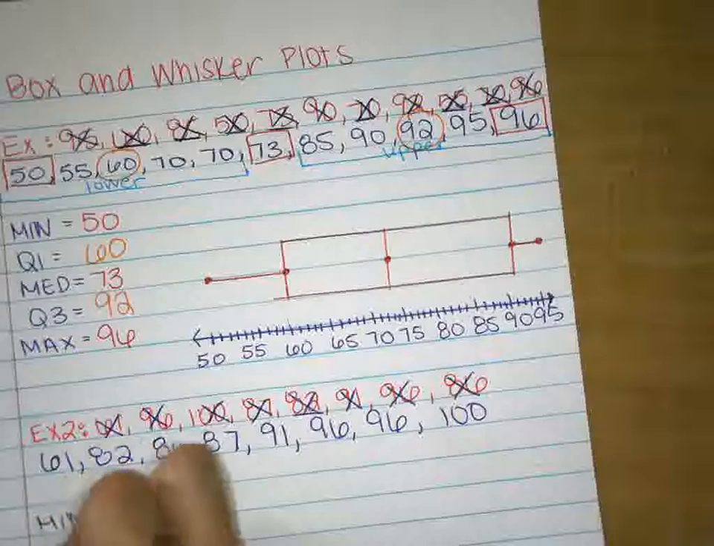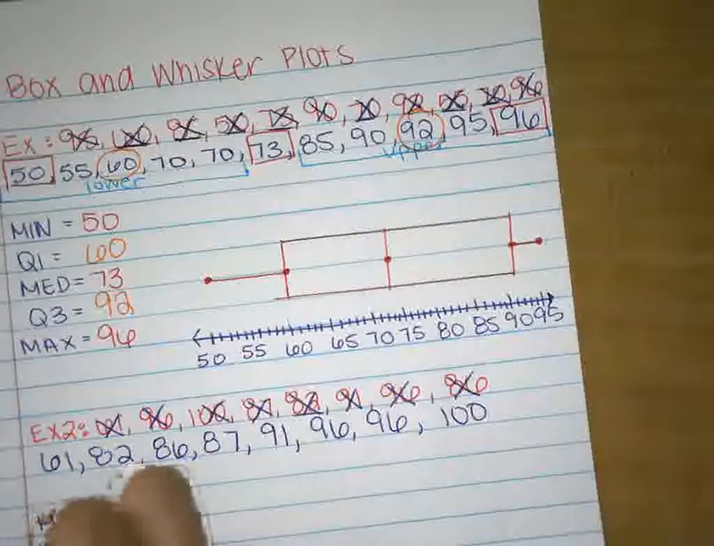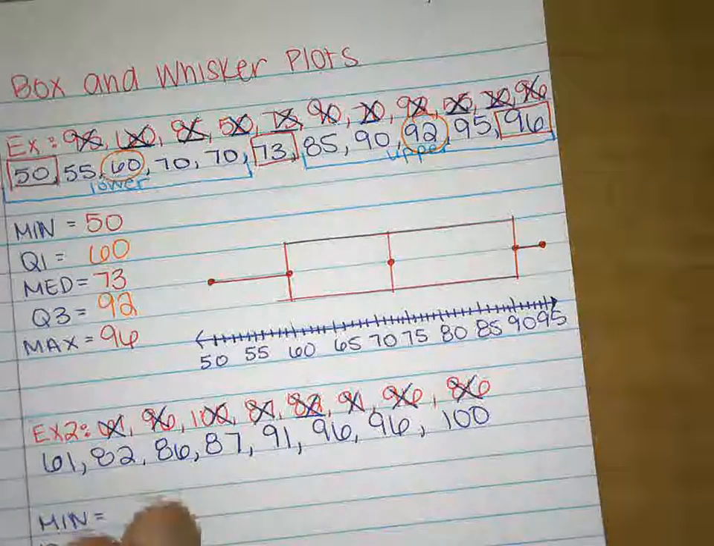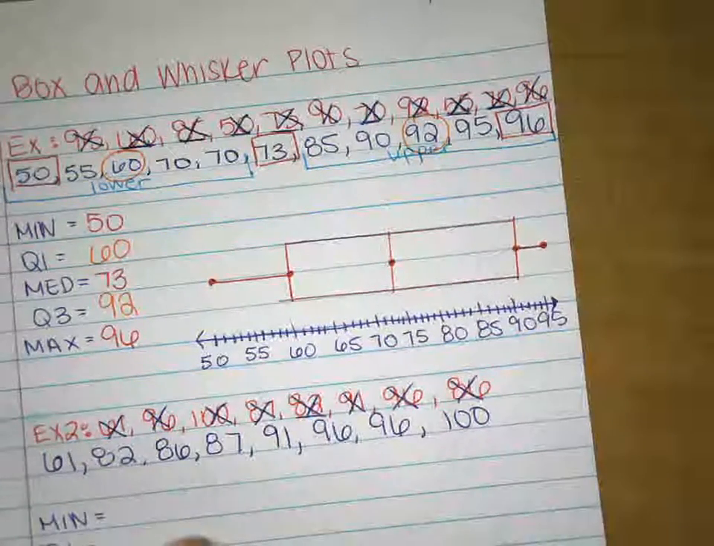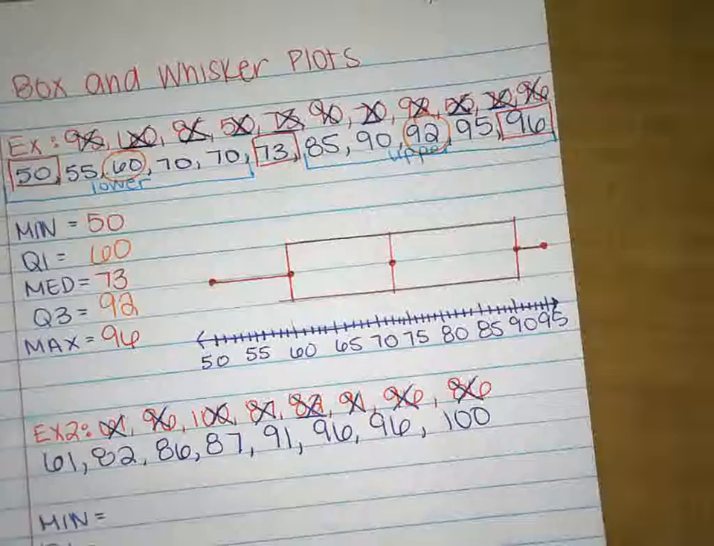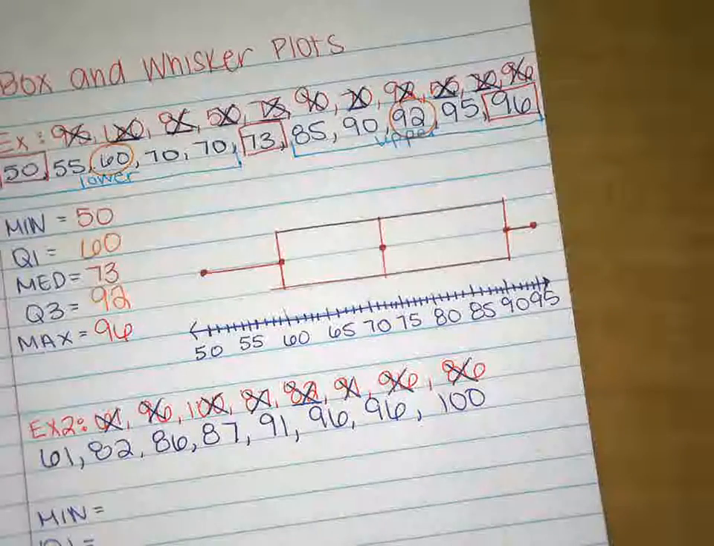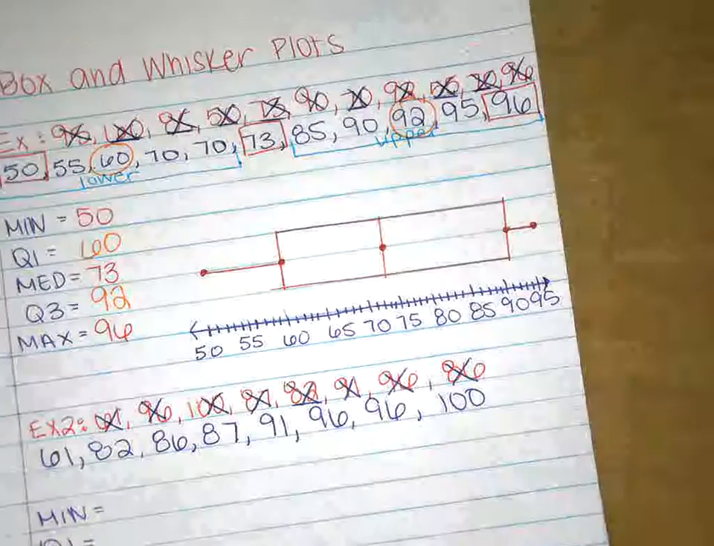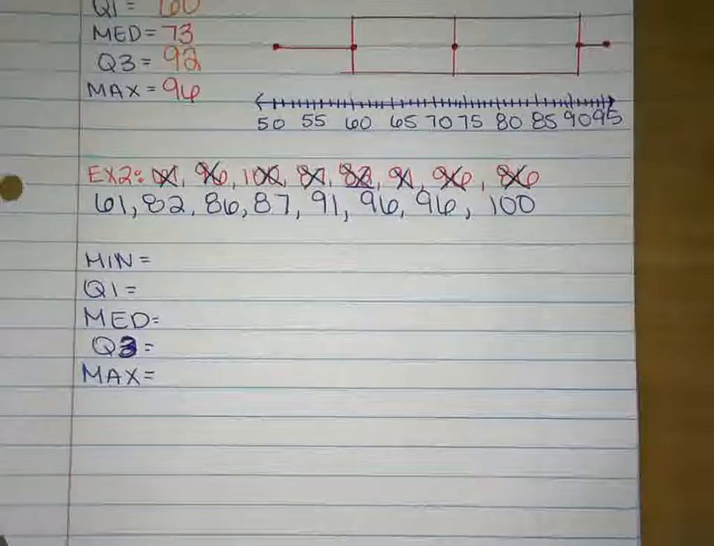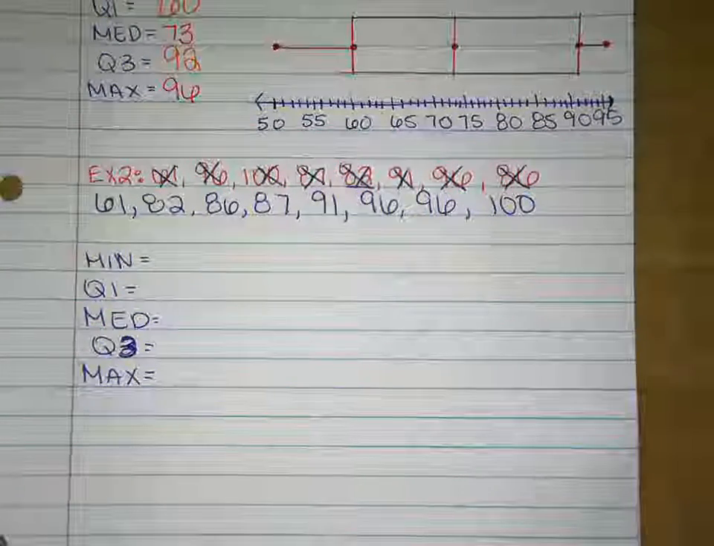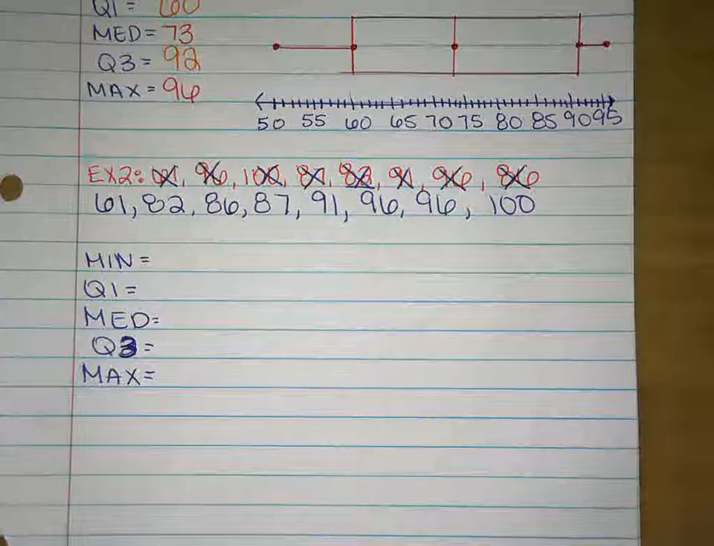Once again, it is the most important step. If you cannot order your numbers from least to greatest, we will have issues. You will not understand and you will mess up, and I don't want that. So once you've ordered them from least to greatest, we can find our minimum, our quartile 1, our median, our quartile 3, and our maximum.